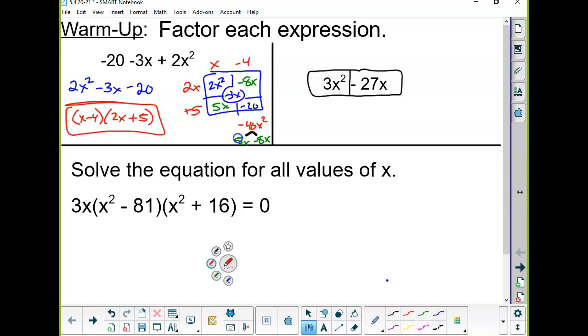Well, I know 3 divides into each one of them, but that's not the greatest common factor. So that's what we're going to pull out, is a 3x. Then we're thinking, well, what's left over? What's left over is an x and a minus 9. And then again, we're not done. Our answer has to be written as the product of those factors. Okay?